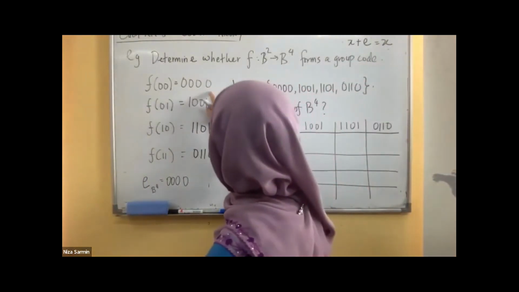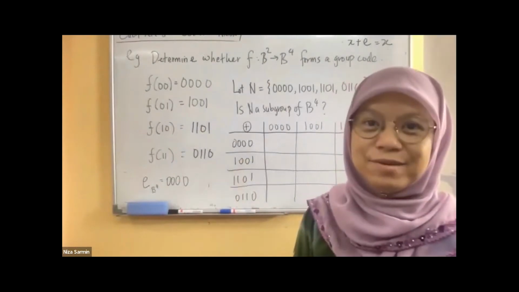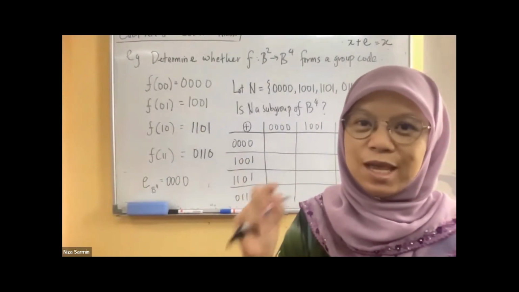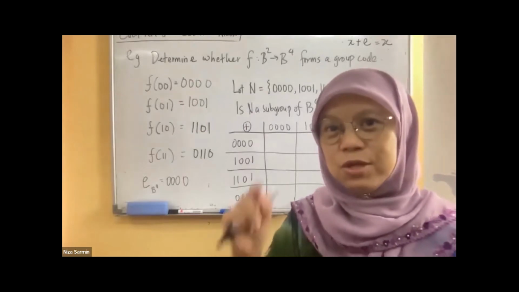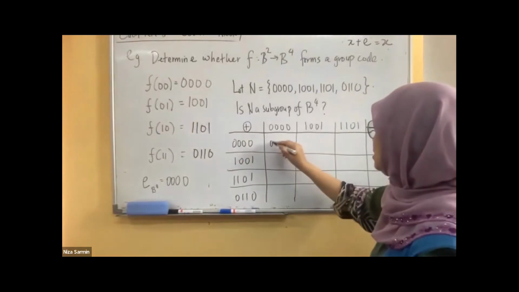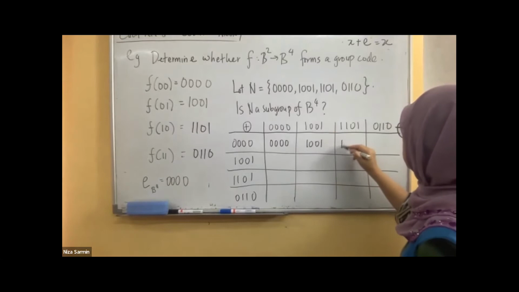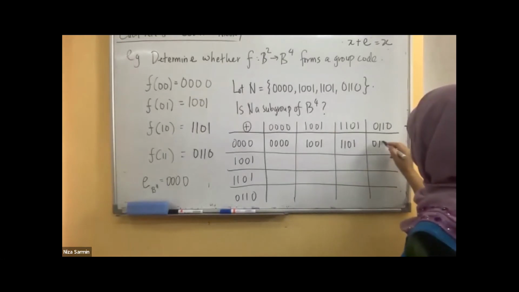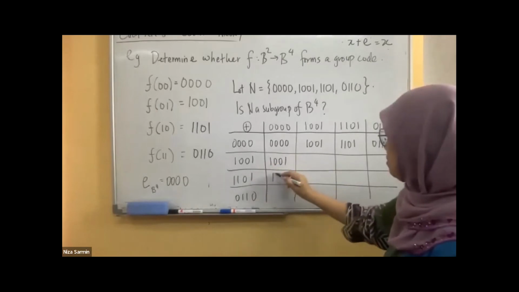The first one is E, which has to be in N. So the subset N that you are given has to have 0 0 0 0. So this is easy. Copy, because they are the same.